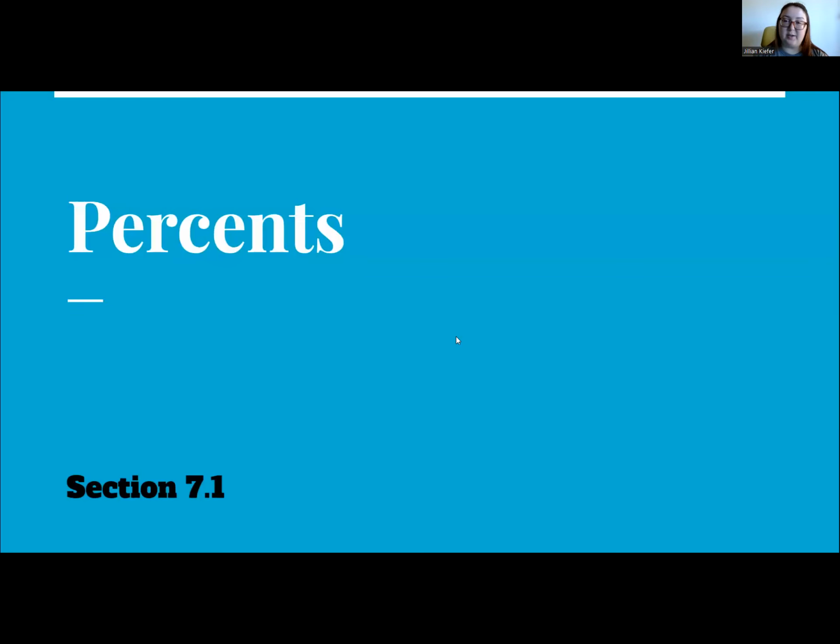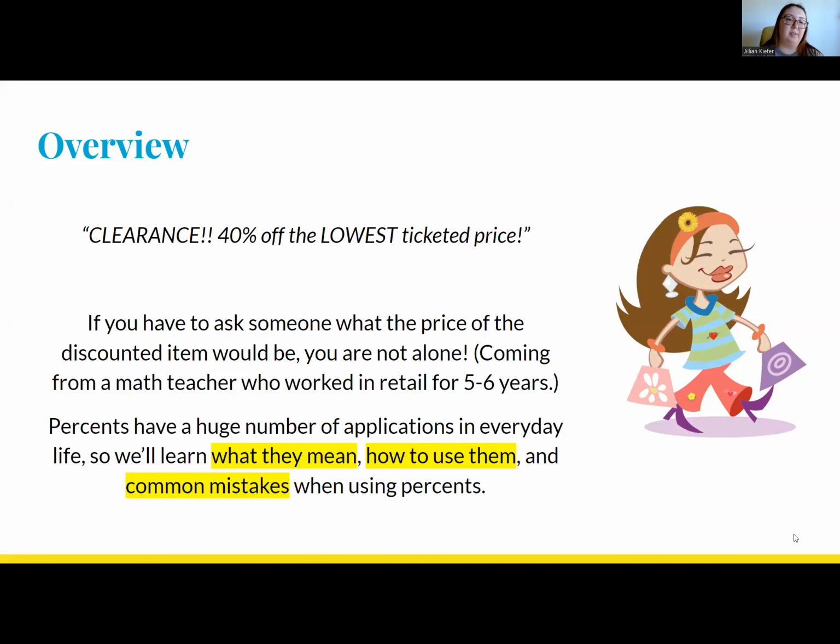Hello, everyone. We're going to go ahead and get started on our first section for Chapter 7, Section 7.1, which is going to be on percents. As an overview, you hear a lot of things throughout your daily life, like clearance, 40% off the lowest ticketed price. And if you go to a store and you have to ask somebody what the price of the discounted item would be, you are definitely not alone.